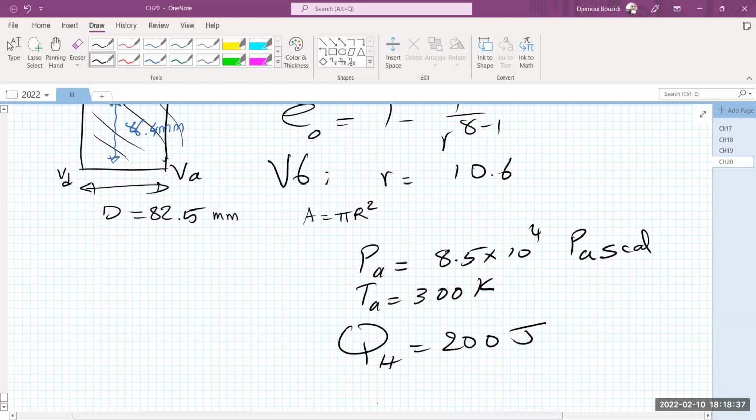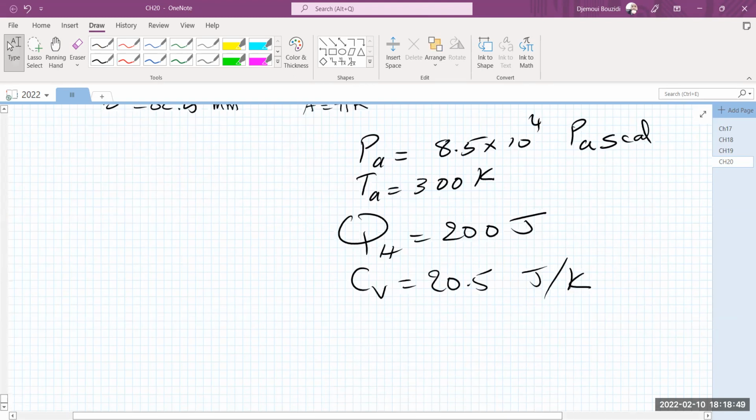So they tell you CV is 20.5 joules per mole per Kelvin. Really the mole is a number, because you have to multiply it by the number of moles. And gamma is 1.4, because it's mainly air, okay?